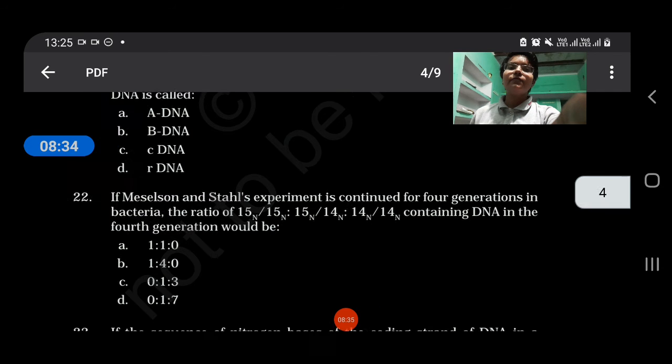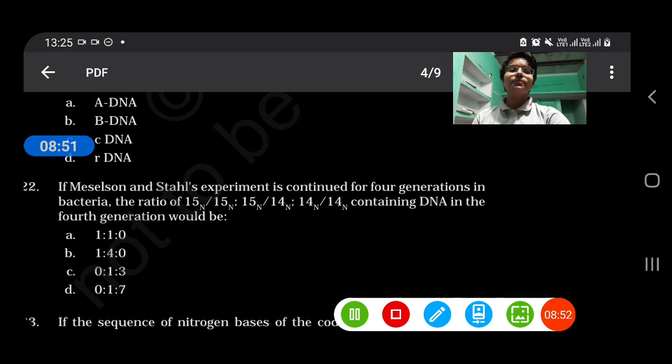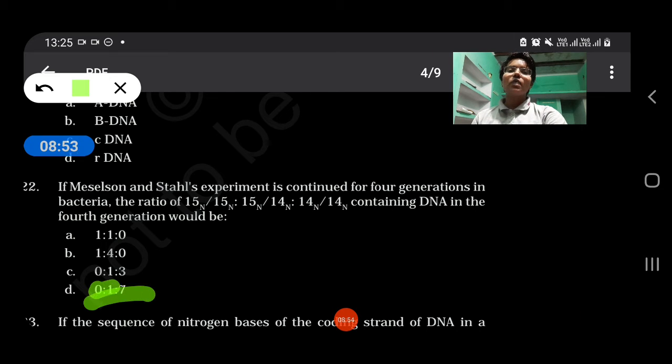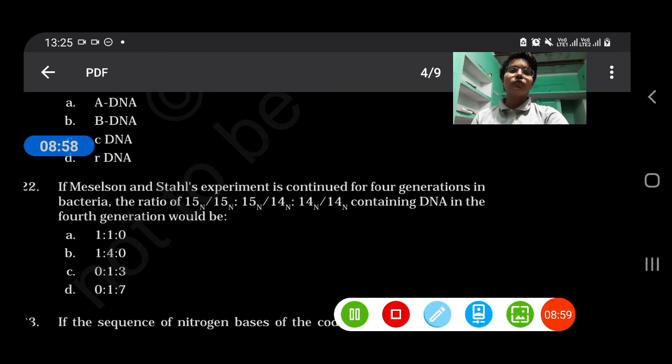If Meselson and Stahl's experiment is continued for 4 generations in bacteria, the ratio of 15N/15N to 15N/14N to 14N/14N containing DNA in the 4th generation would be 0:1:7. How can I prove it for all of you?